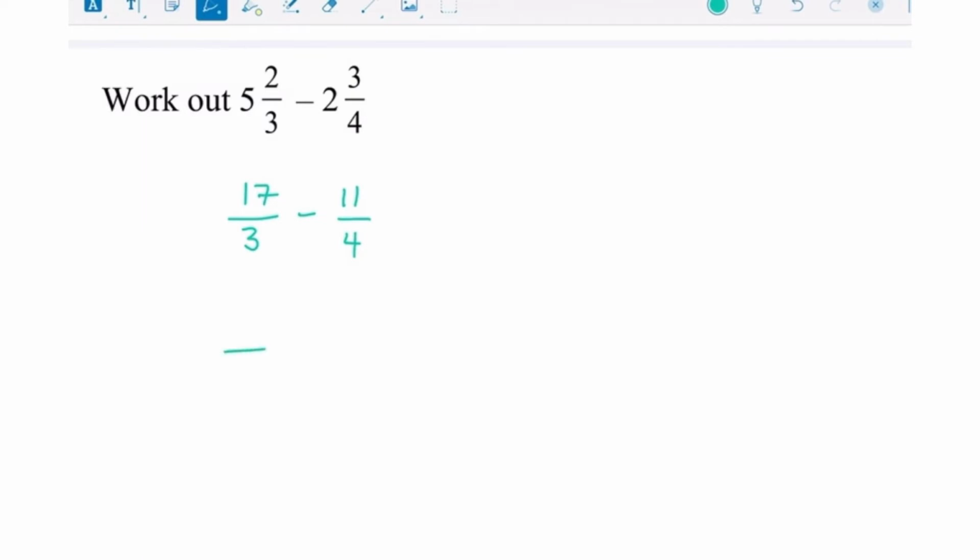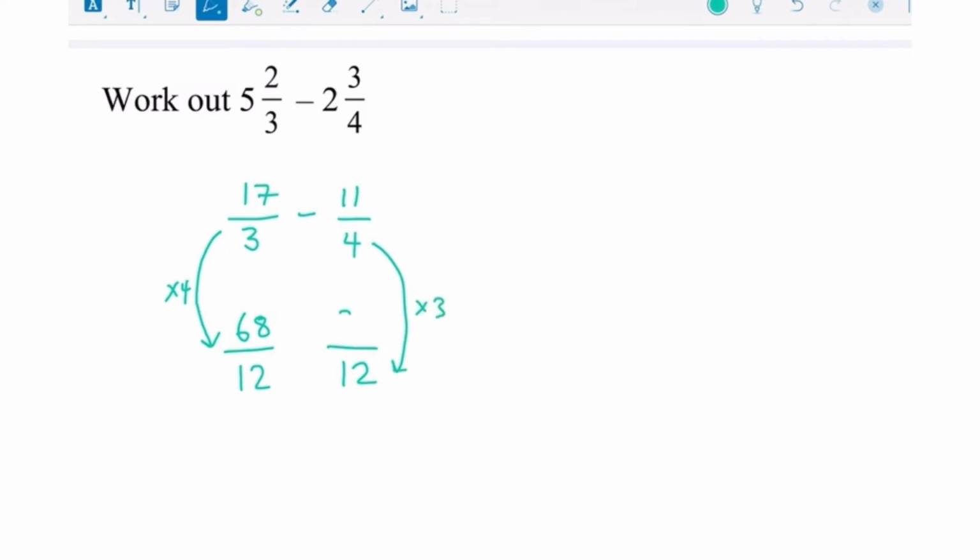Again, we want to make the denominators the same. I'm going to use 12 because 12 is the first number in the 3 times table and it's in the 4 times table. What have I done to this fraction to make it out of 12? I've times by 4 on the bottom. So I'm also going to times the top by 4 and that is 68. And on this side, I've multiplied the bottom by 3. So I'm also going to times the top by 3.